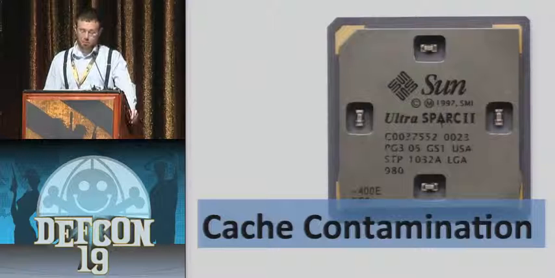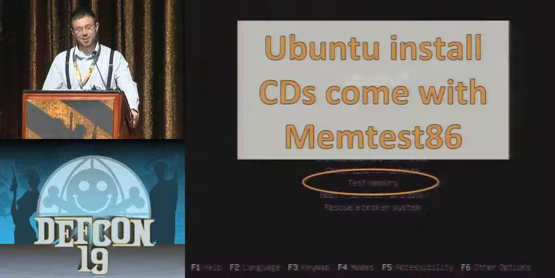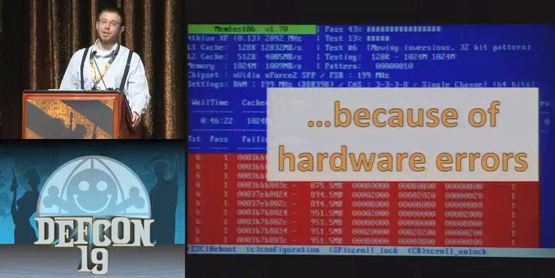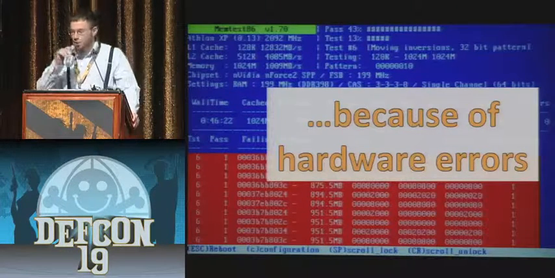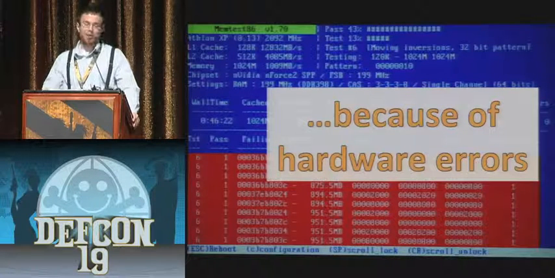Fast forward to 2008. Actually, not 2008, 2001. This is a Sun UltraSPARC 2. The one in the slide is from 1997, but that's not what we're focused on. In 2001, a lot of very expensive Sun servers started randomly failing. This server would be running, then it would crash, you would reboot it, you would do a full self-test, and it would say it's perfect, and then later it would randomly die again.